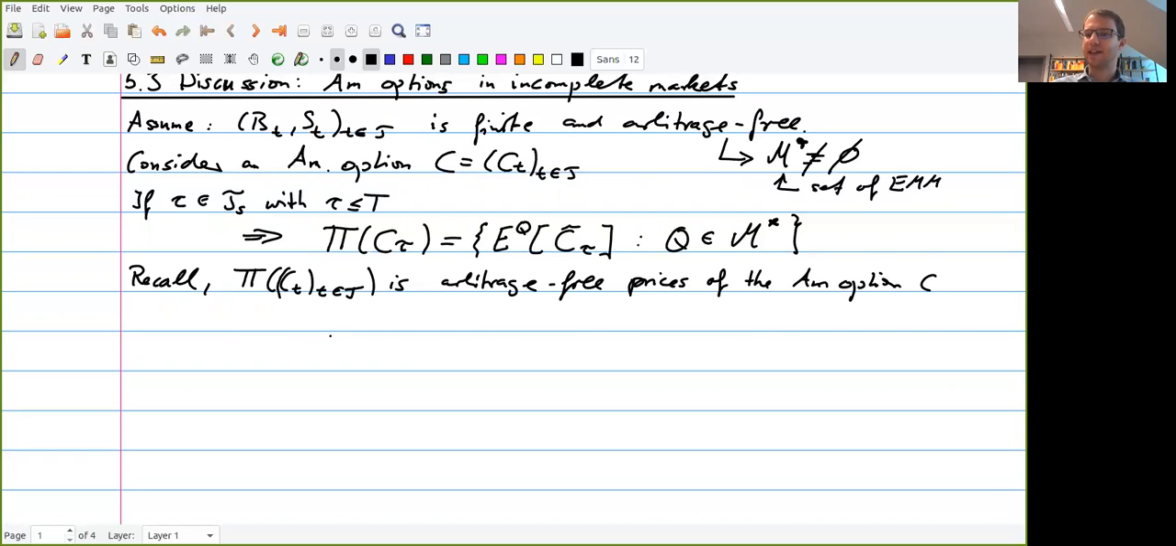So what can I say about this? What we know by definition is that a number PA is in this set. So this is my set. It gets a bit longer if we have American options. So we have two conditions to say that something is an arbitrage-free price of an American option.